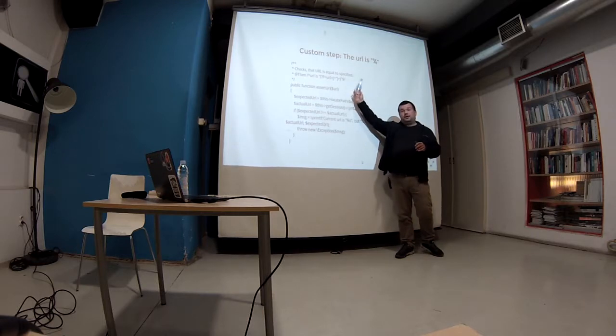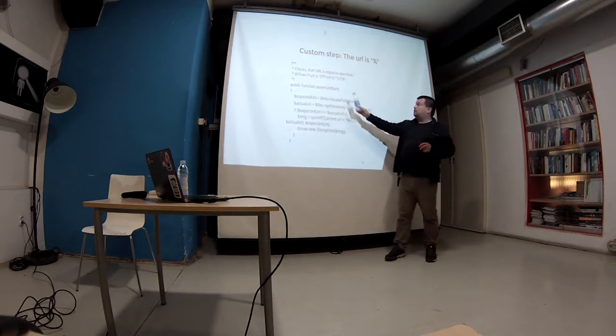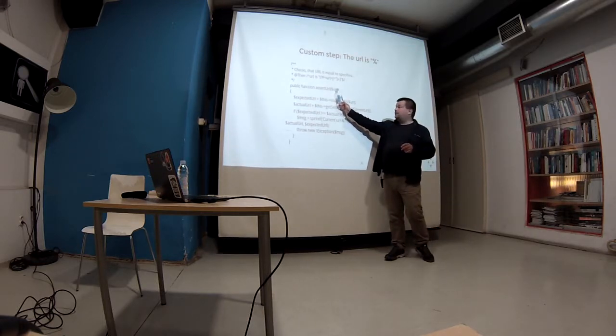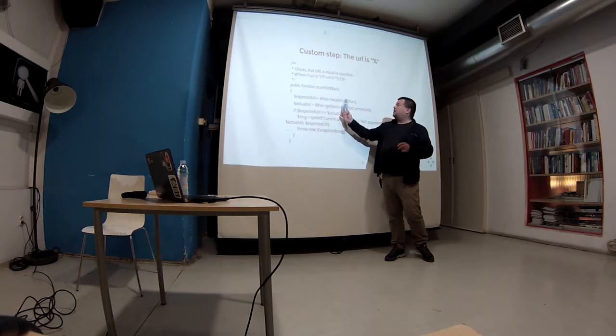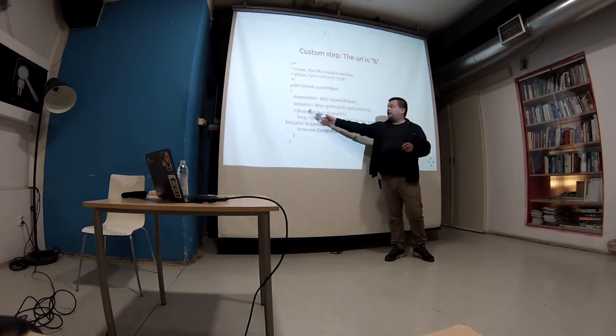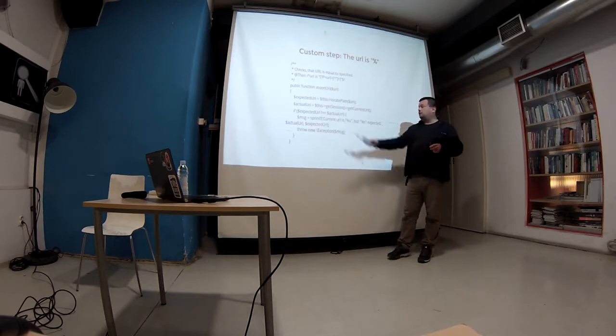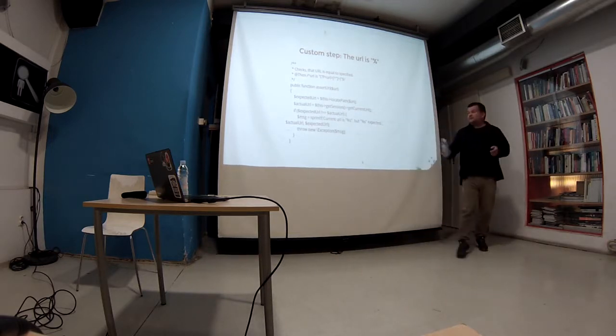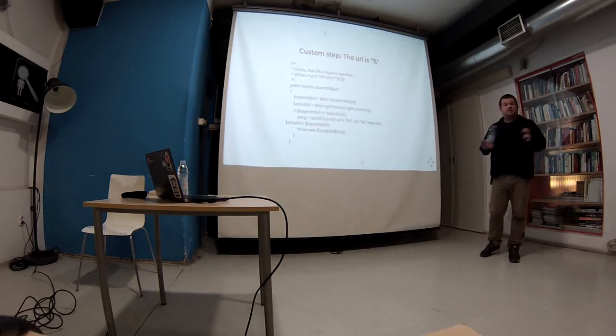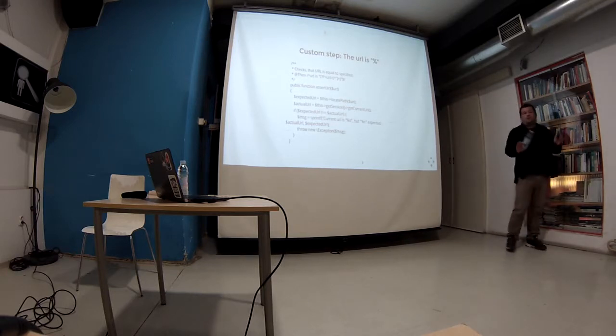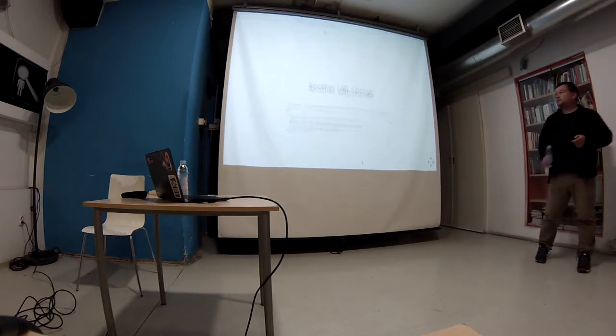Behat will match them directly. This is the variable I'm using. I get it, I add the local path, check the actual URL. If they are not exactly the same, I throw an exception. That's it, that's a new step. I wanted the custom step, I've built it.